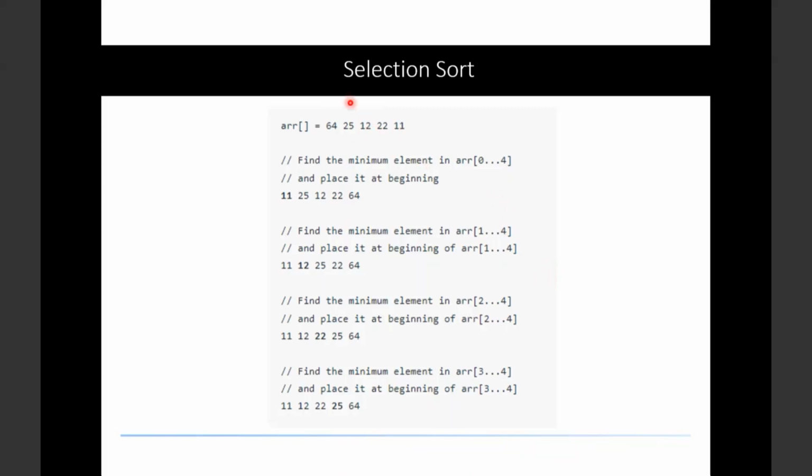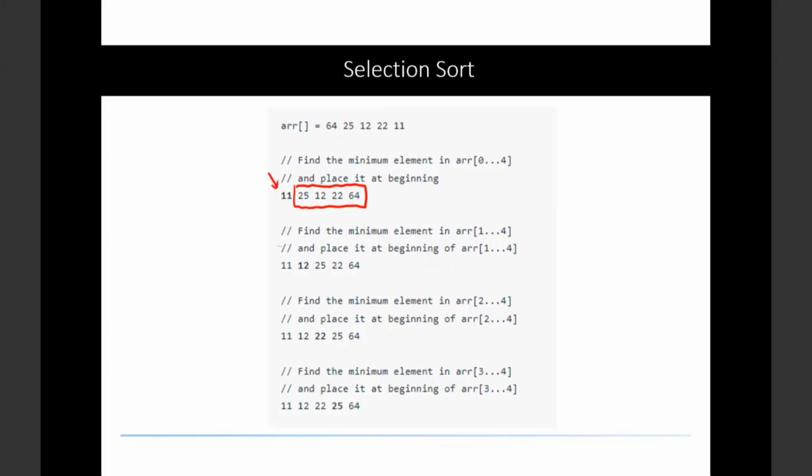Let's take this example. You have this array with the numbers 64, 25, 12, 22, and 11. From here, it will find the minimum element. The minimum is 11. So this 11 will be placed to the left. The rest is the unsorted array, and this is the already sorted part.